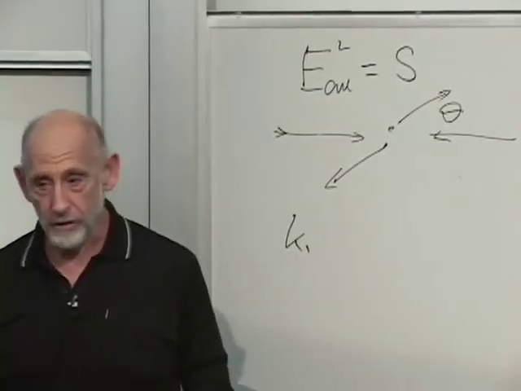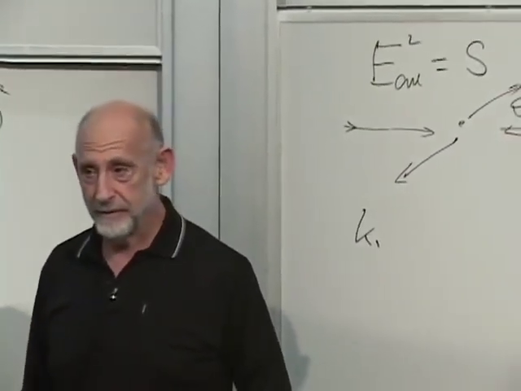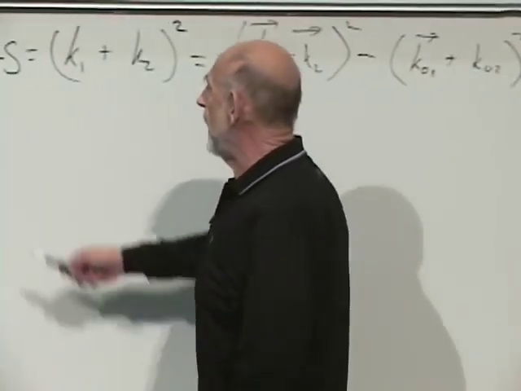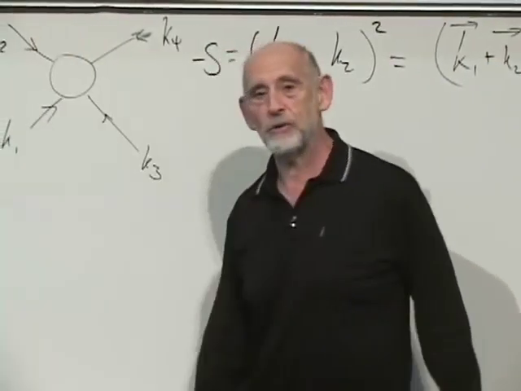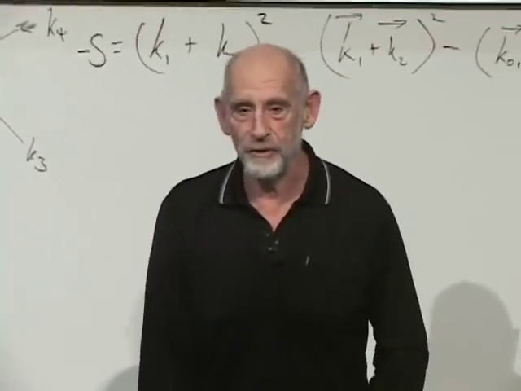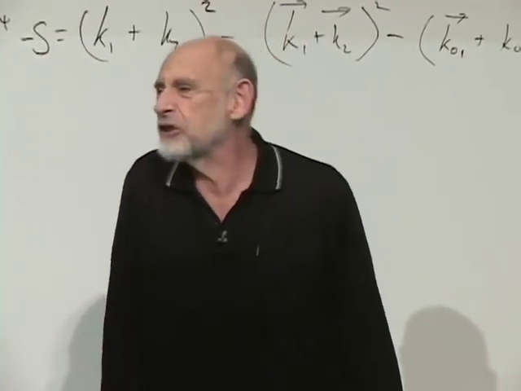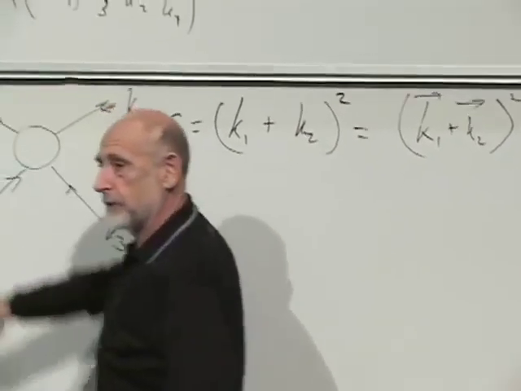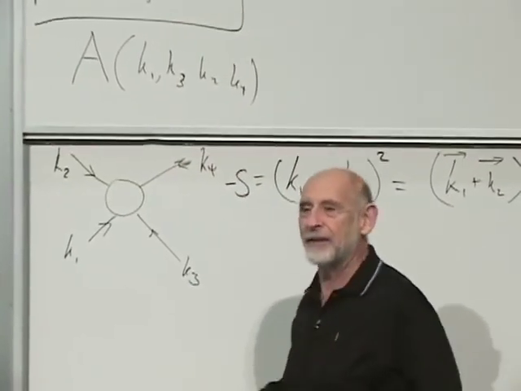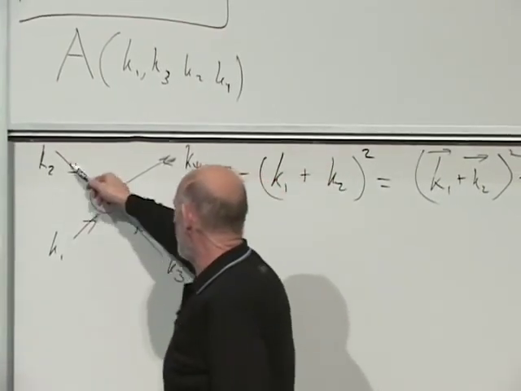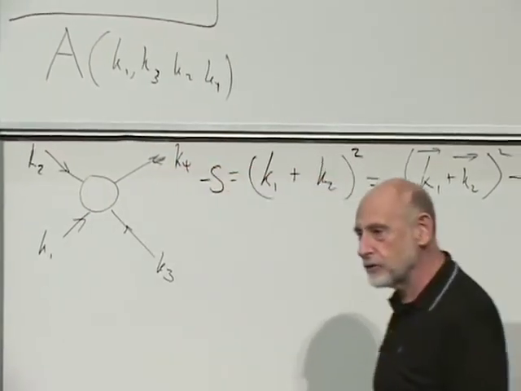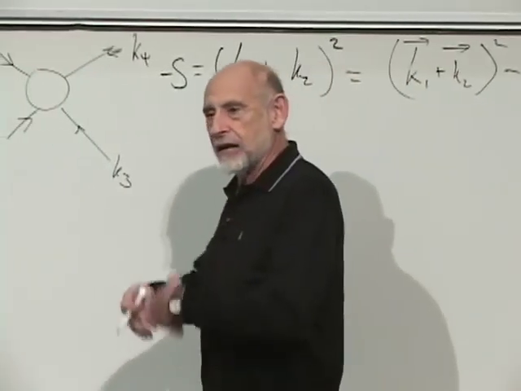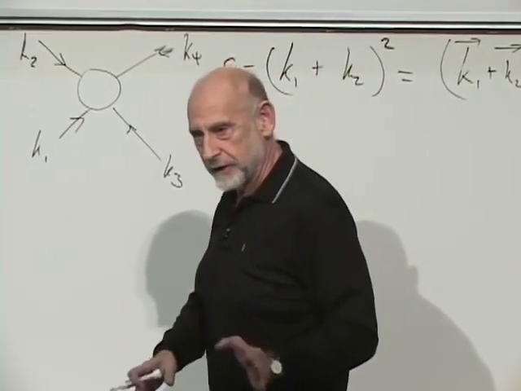Now, can you think of any other invariant that you can build? How about K3 plus K4 squared? We took K1 plus K2 squared. How about K3 plus K4 squared? It's the same thing. Why? Because K1 plus K2 is minus K3 plus K4. Energy conservation, so we don't get anything new there. K1 plus K2 squared is the same as K3 plus K4 squared. This just says that the energy in the initial state is the same as the energy in the final state. Okay.